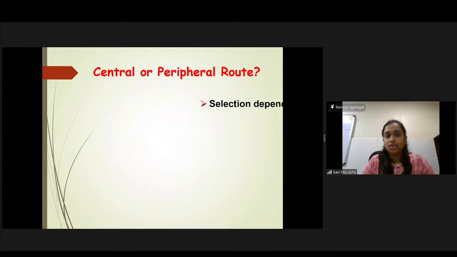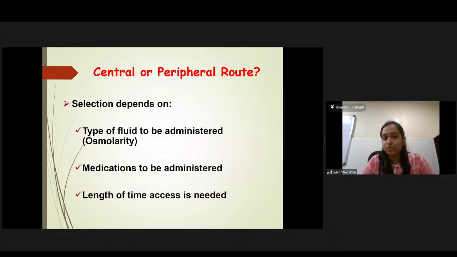So why central or peripheral route? Usually the selection depends upon the type of fluid, the medications to be administered, and the length of time of access. This is very important in an ICU setup when the patient comes. When you have to give a lot of inotropic support, or when you need dialysis, you need a central access rather than a peripheral route.